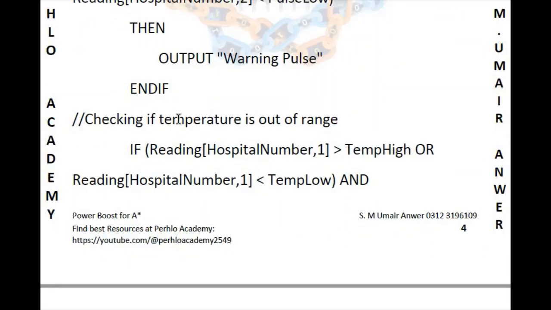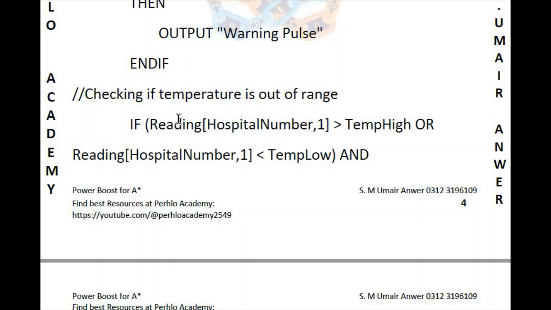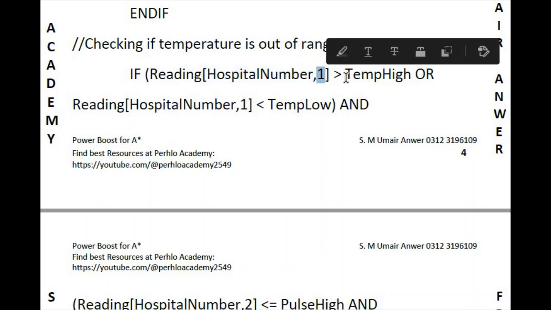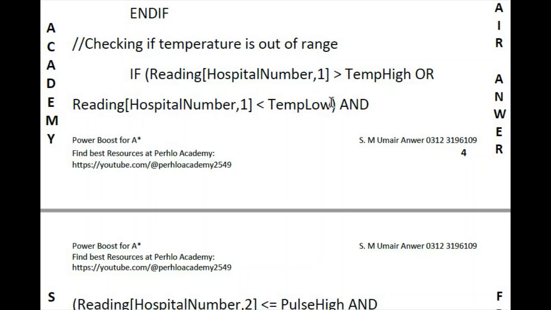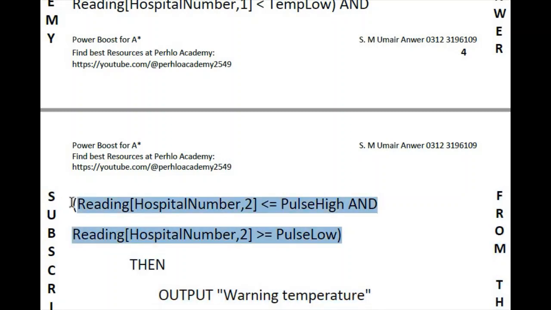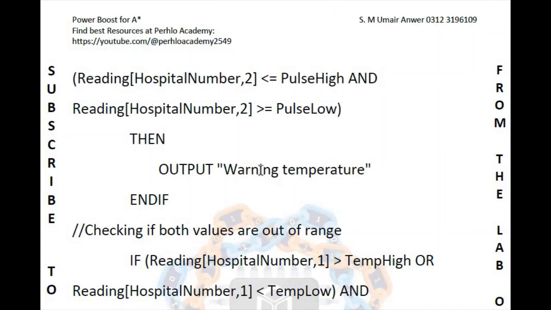Then we are going to check if pulse is fine but temperature readings are out of range, so we'll again use another if: reading hospital number 1, this is the index number, the row number, and this is the column number, greater than temp high or less than temp low. Like if the temperature reading is greater than the maximum allowed temperature or lower than the lowest allowed temperature, and the pulse readings are fine, like pulse reading is within the range, this formula makes sure that both conditions are checked at the same time, then output warning temperature: your pulse is fine but your temperature is out of range.